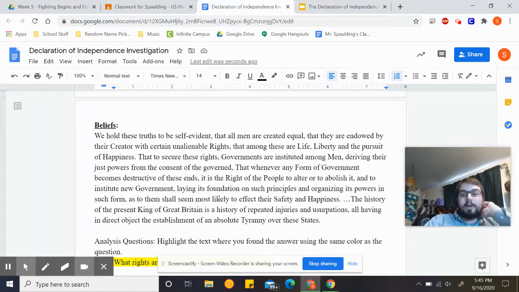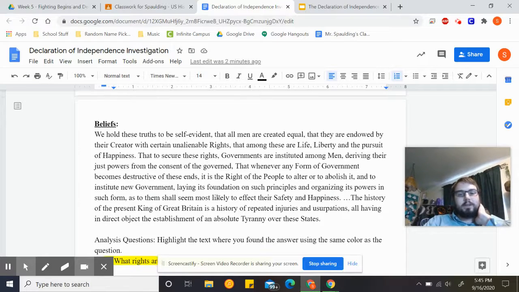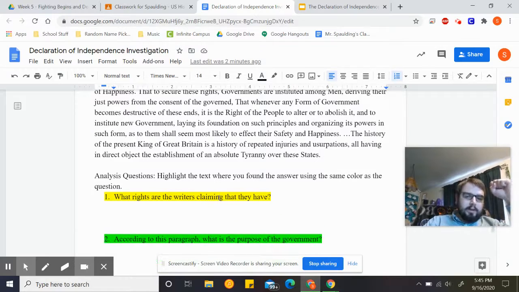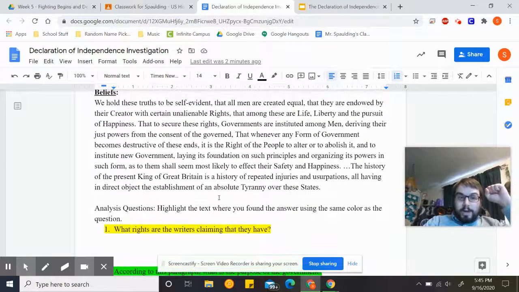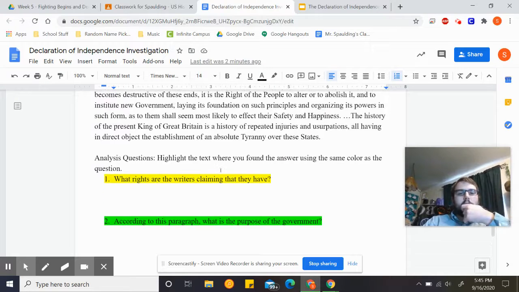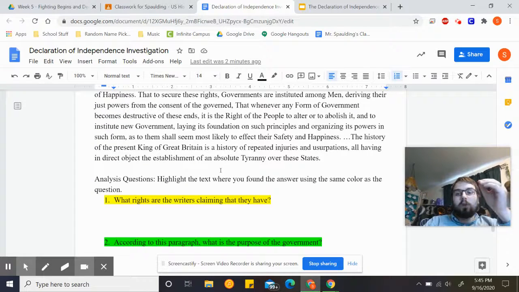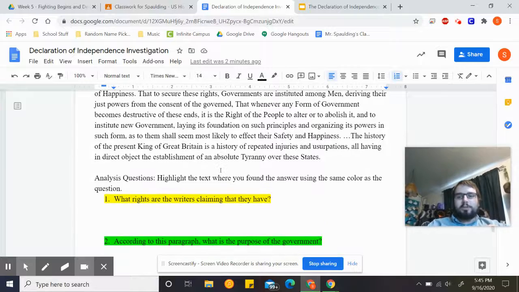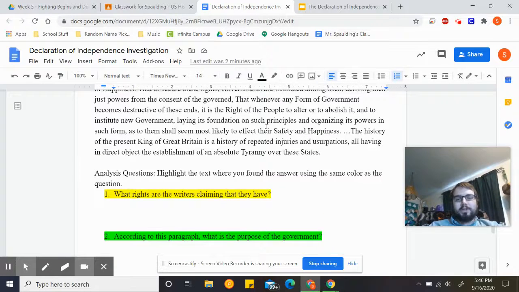Okay, there's a lot of fancy language in there, but I love this one so much. There's so many good things in there. Okay, so you guys need to analyze. First, what are the rights? Okay, that one's pretty straightforward, and you'll highlight in yellow where you found those. Okay, 2, what is the purpose of government according to what you just read? Okay, what is the goal and point of having a government based on what you just read? Okay, I'm not going to give this one to you guys. You should be able to find it. And when you find that one, make sure you highlight green in the text where you found it. Okay?